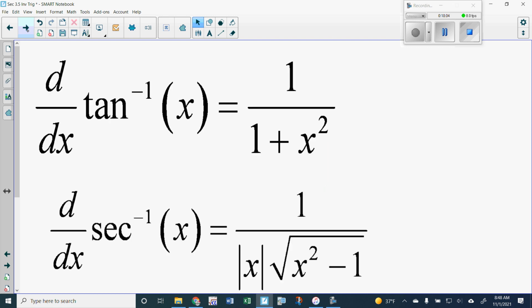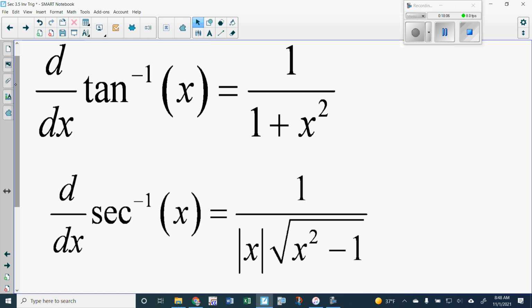Okay. So here are these two. Derivative of inverse tangent, I just showed you that. I'm not going to go through the derivative of inverse secant. Just write it down. Absolute value of x times the square root.